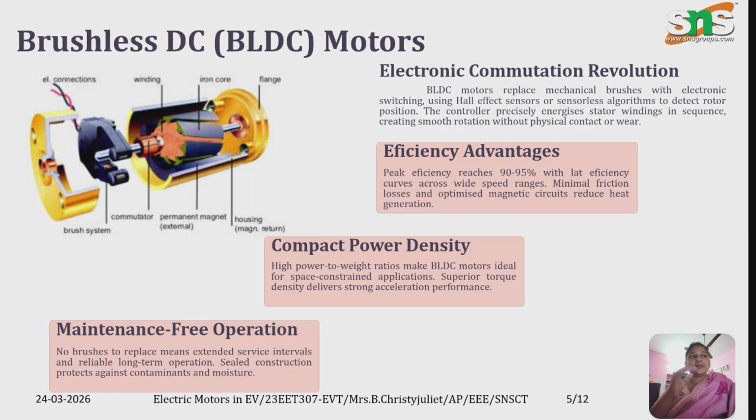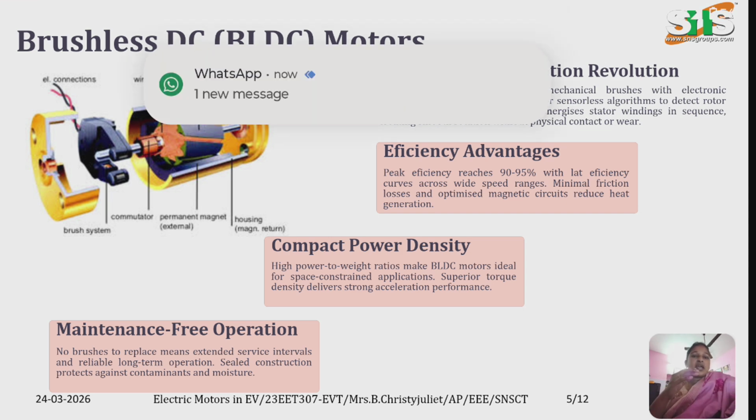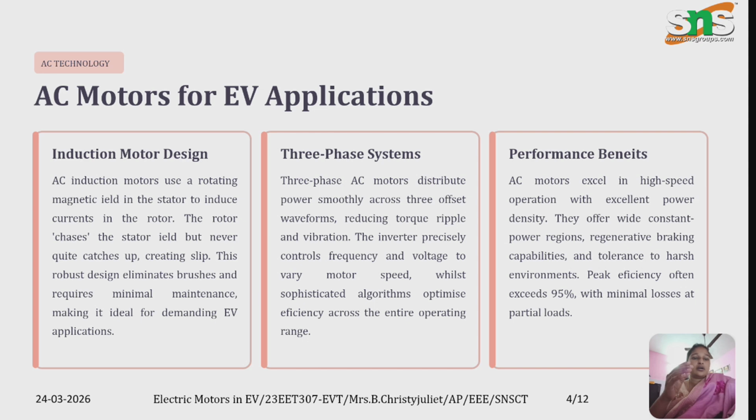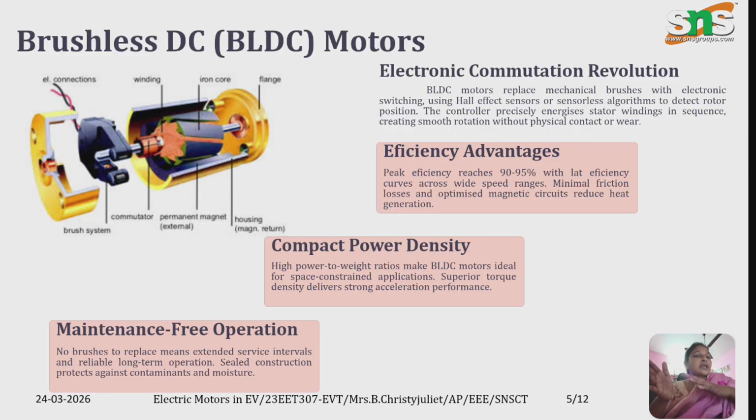Next come the BLDCs. As the name says, no brushes. Instead of brushes, it uses electronic switching. It has sensors to detect the rotor position, and it also has controllers to manage the current flow. Unlike conventional DC motors, BLDC motors have electronic commutation, which means they incorporate sensors and controllers to do the job of brushes.